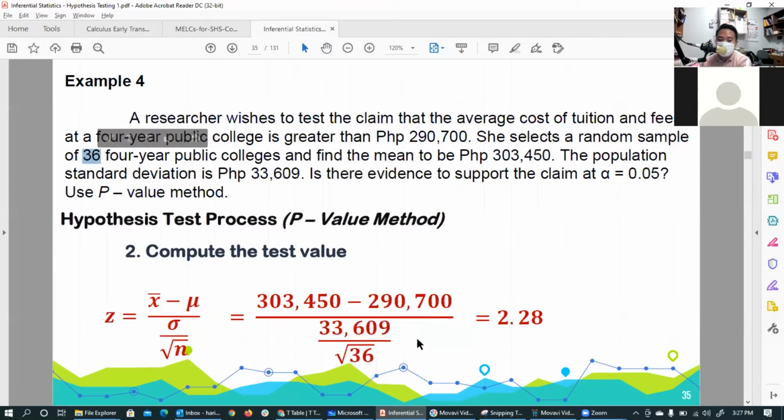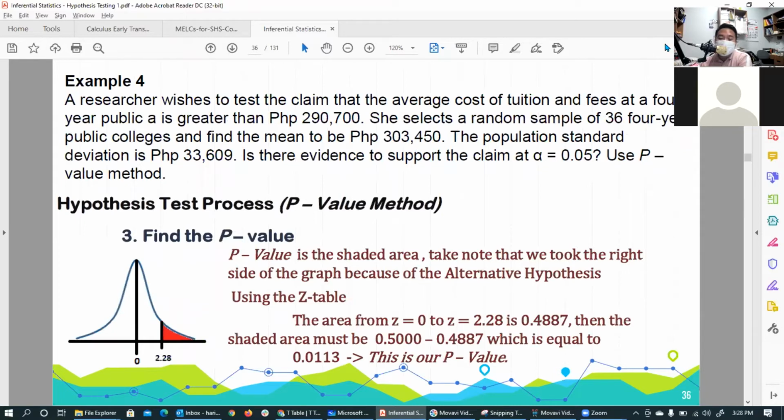The standard deviation of the population is 33,609 and the sample size is 36. So if you simplify this, guys, you would get 2.28. Use your calculator to verify, but that's 2.28 based on my solution. Okay, so you got 2.28. Now let's do step 3.